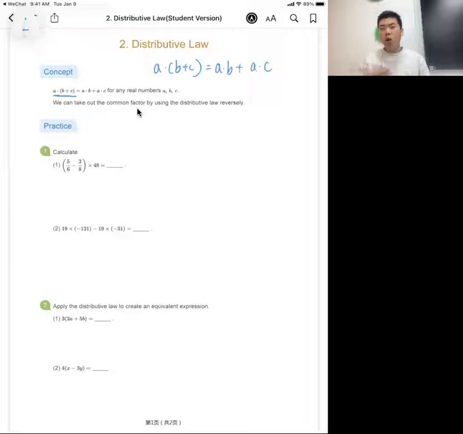Now what if inside the parentheses we have a subtraction instead of the addition? We can still just use the same method, right? Again, we have to distribute the a inside the parentheses. So we get a times b minus a times c. So here the only difference is that the sign changed from addition to subtraction, based on the sign inside the parentheses. And then we do have one more thing to be careful about.